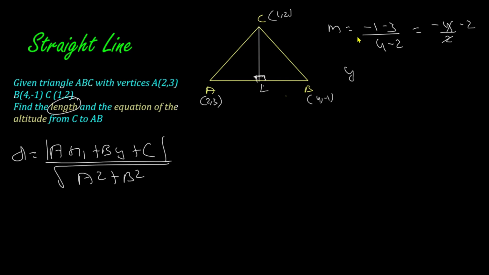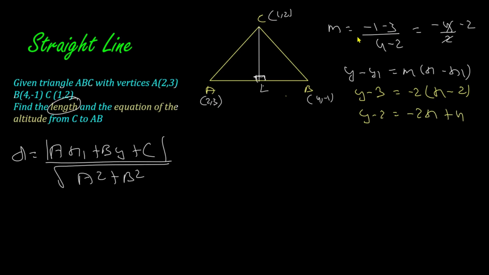Now I'll find the equation of this line AB. That is y minus y1 is equal to m times x minus x1, which is what I'm going to apply here. Say I take this as x1, y1. So y minus 3 is equal to m, which is minus 2, times x minus x1, and x1 is 2 from here. So we have y minus 3 is equal to minus 2x plus 4. If I simplify it, writing in the standard form, it is 2x plus y minus 6 equals 0.